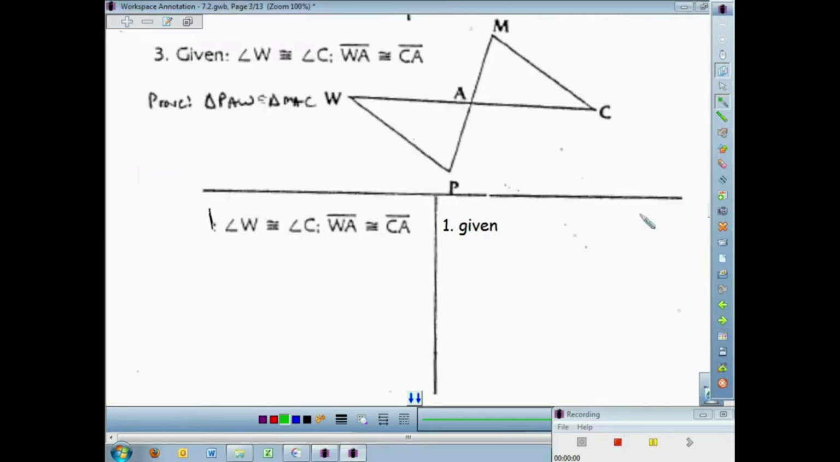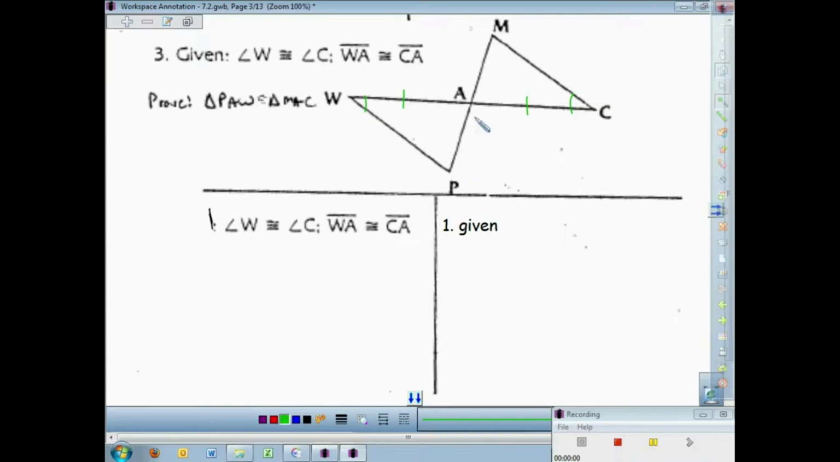Let's keep rolling. Write your given down. Mark it. Angle W is congruent to angle C. Segment WA is congruent to segment CA. Prove the two triangles congruent. Do you have enough information to prove the two triangles congruent right now? No. So go through the checklist. There are no shared sides.